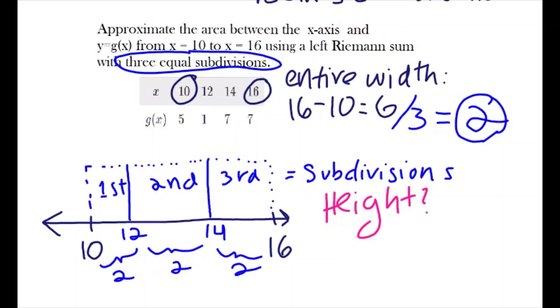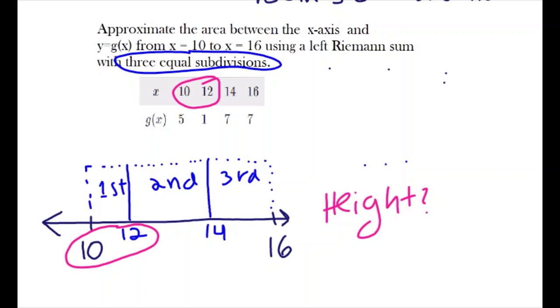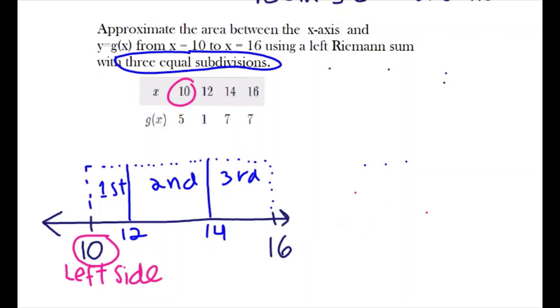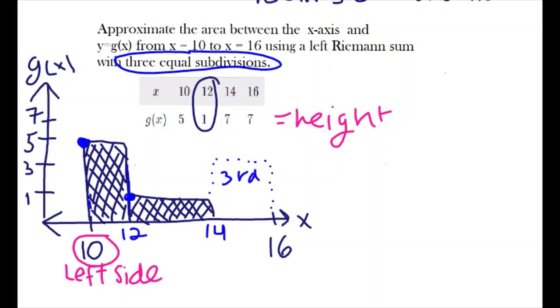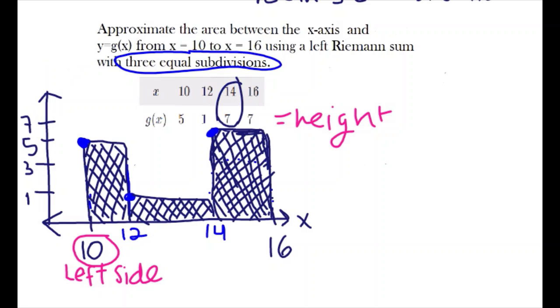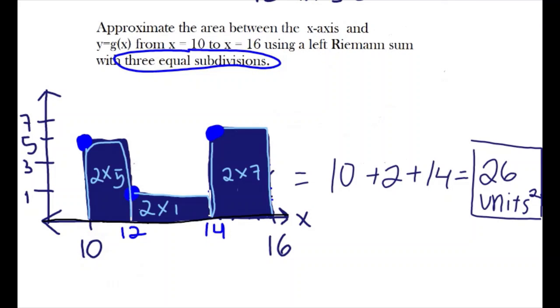From there, we need to find the height of each of our rectangles. Our first rectangle is in between the interval 10 and 12. Since we are using a left Riemann sum, then the top left vertex should be touching our curve where x equals 10, since it's the leftmost point. Therefore, the g of x value at 10 is our height, which is 5. We will repeat this process for the following intervals. From 12 to 14, the leftmost point is 12. So our second height is g of 12, or 1. From 14 to 16, the leftmost point is 14, with g of 14 being 7. If we multiply each respective height by our width of 2, we get the final area of 26 units squared.